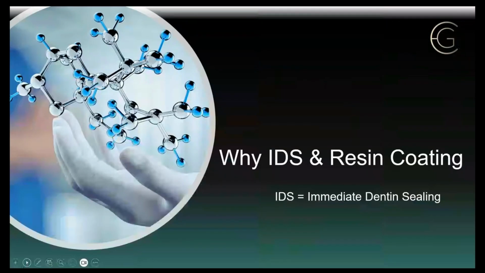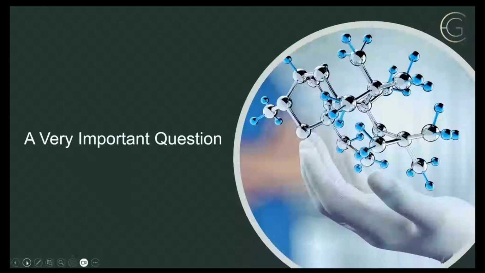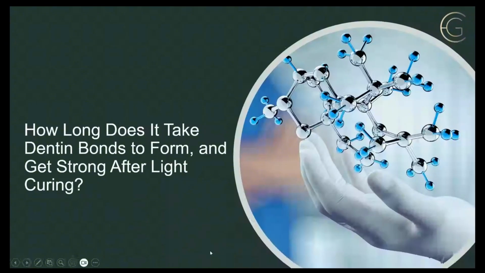So why IDS and resin coating? Again, they're techniques, and I'll show you how simple and easy this is. But before we do this, I want to ask you a very important question. How long, and I need you to type this in, how long does it take dentin bonds to form and get strong after you light cure?